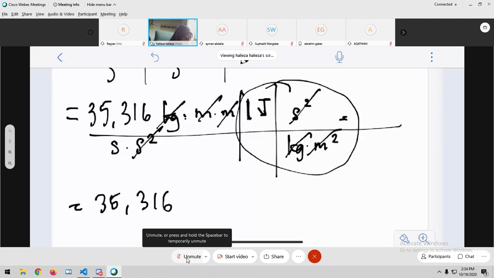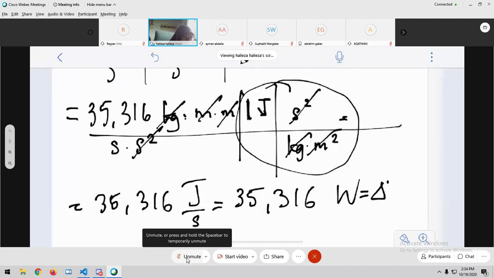So now we have joules per second, right? Once we cancel the rest of the units, we are left with that unit. If you convert that into watts, it's going to be watts, the same. So this is going to be the difference in potential energy. Let's look at the solution from the textbook. It is slightly different: 35,300 watts. We managed to get 35,316. Most probably the textbook rounded it off, but I think that's quite a big round off.